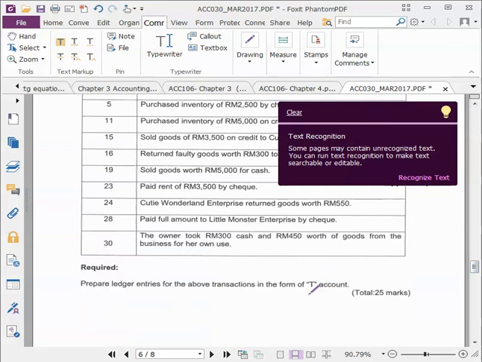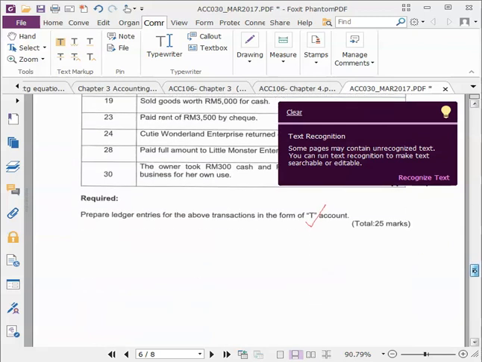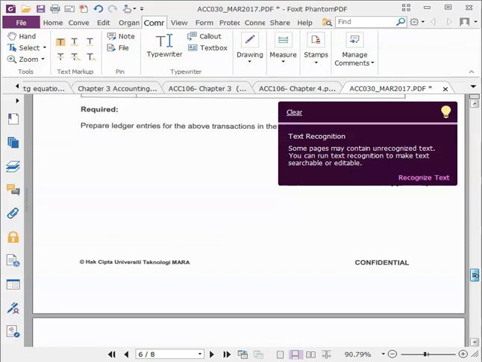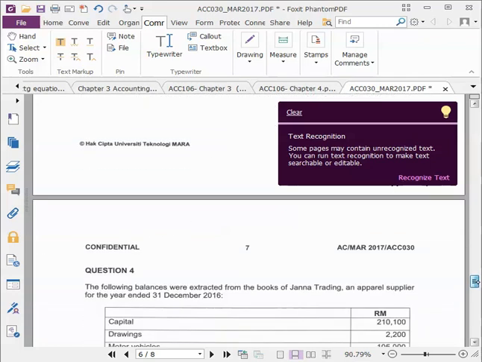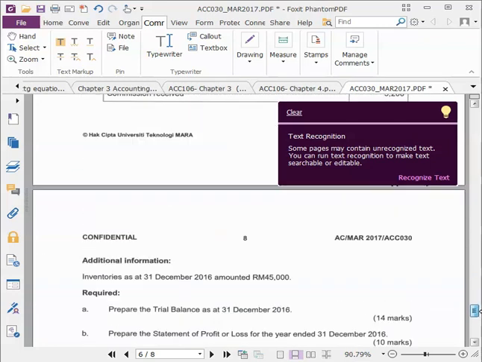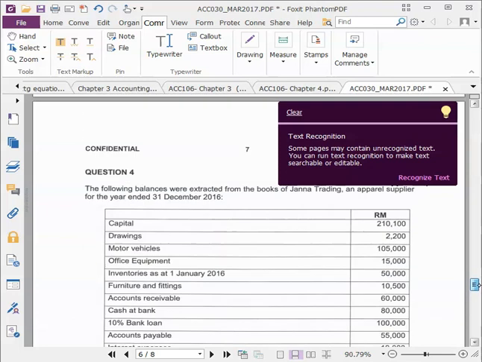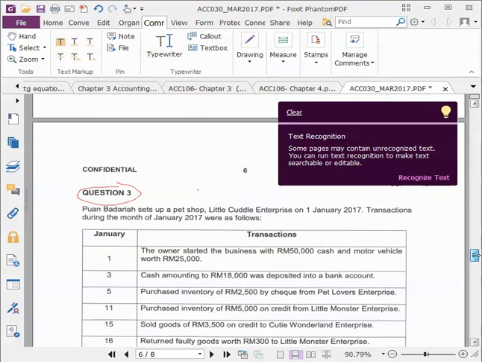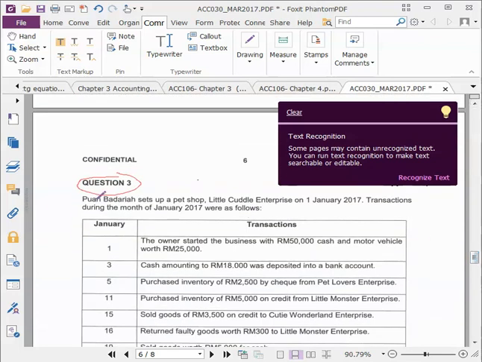Required: prepare ledger entry for the above transactions in the form of T-account. So please do question number 3, Puan Badaria. This is the past year ACC130 March 2017.